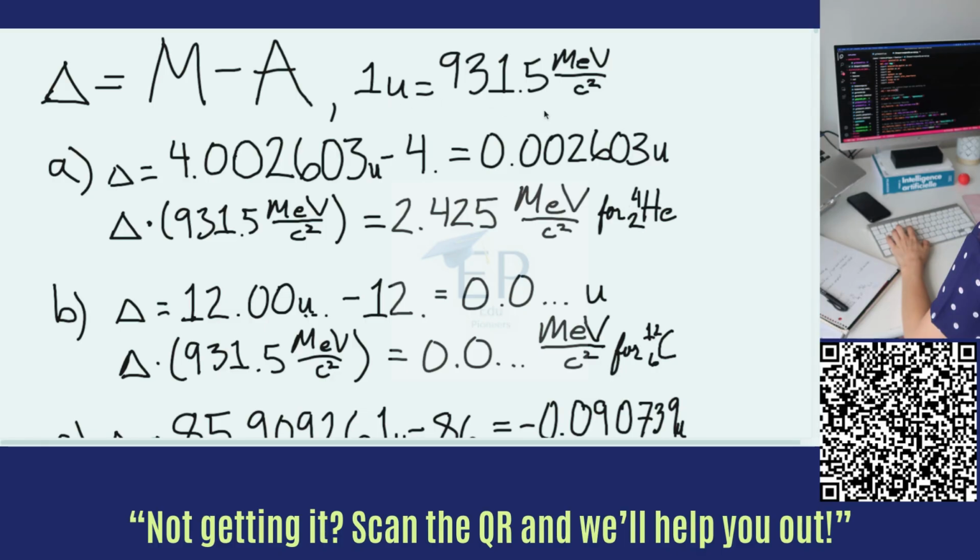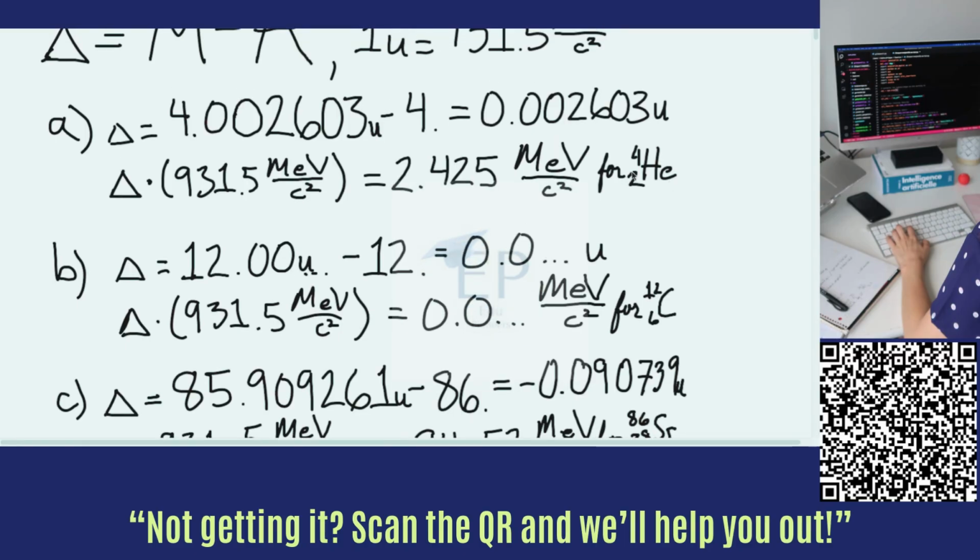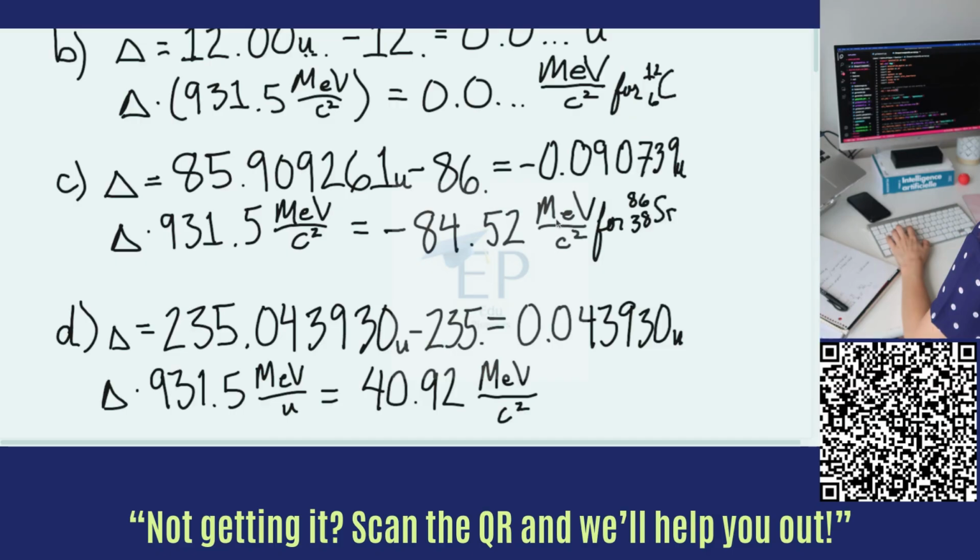We simply multiply that mass excess by our conversion factor here, going from atomic mass units to mega electron volts per square of speed of light. Doing that multiplication, we end up with 2.45 mega electron volts per square of speed of light. That was the case for helium, a very light element.